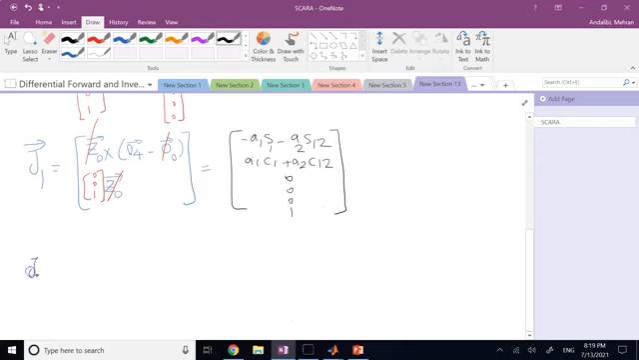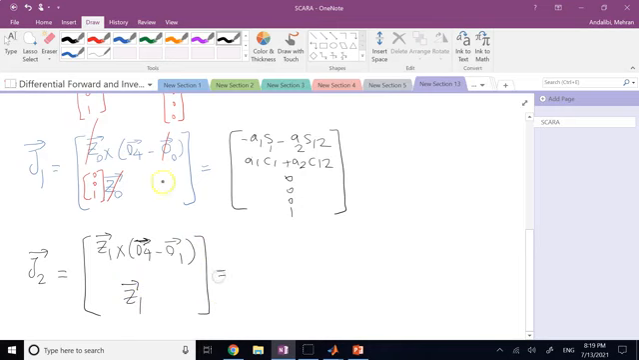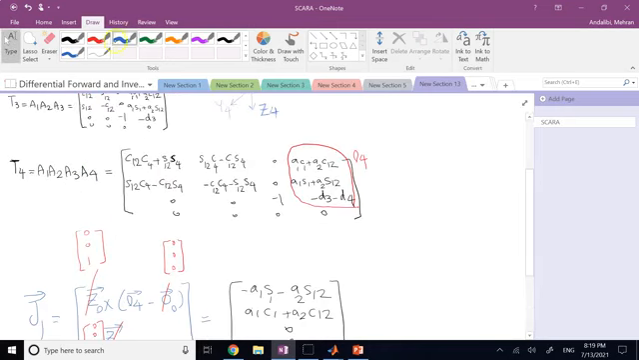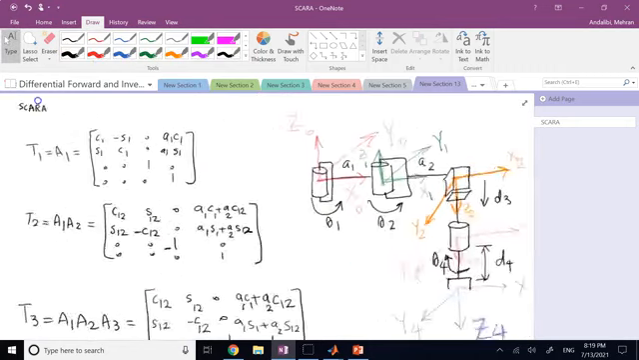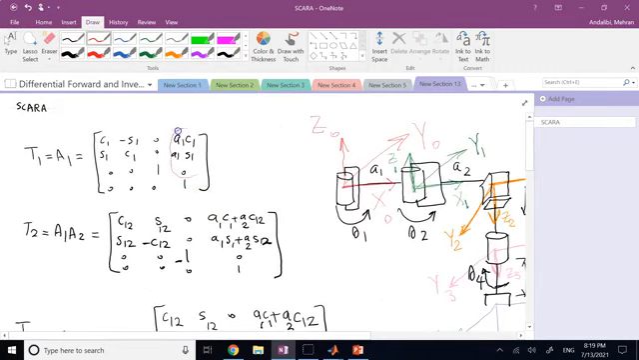Move to the second column. Second column, again, second joint is rotary, so it is going to be Z1 this time, cross O4 minus O1. Then here is going to be Z1. Where do I get Z1 and O1? Because O4 is the same thing. I go to T1 this time. Look at T1. This is your Z number 1 and O number 1.